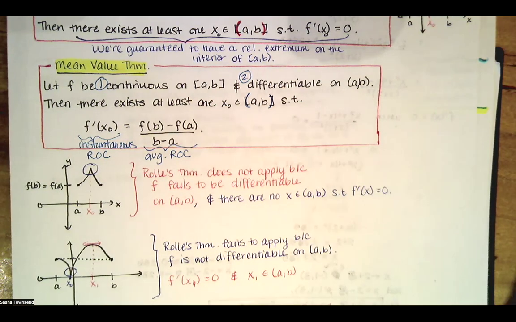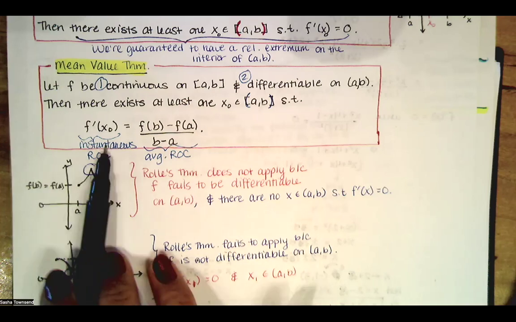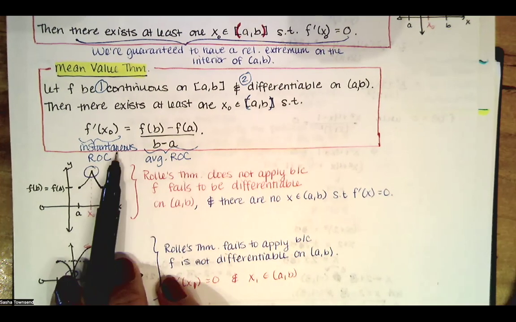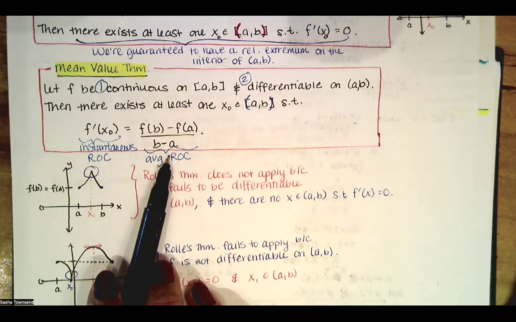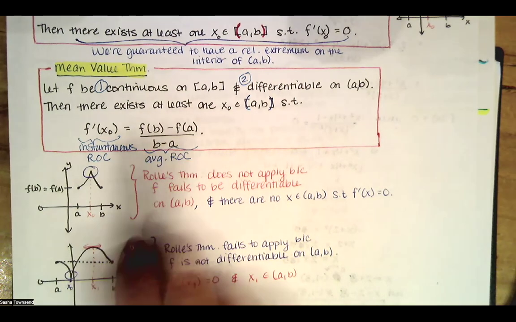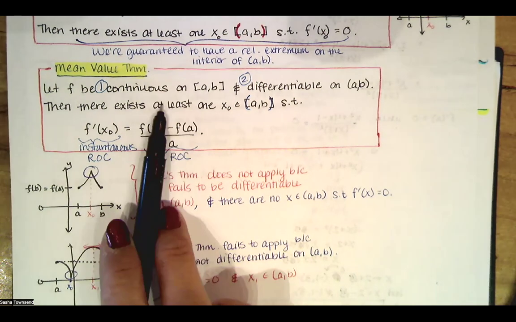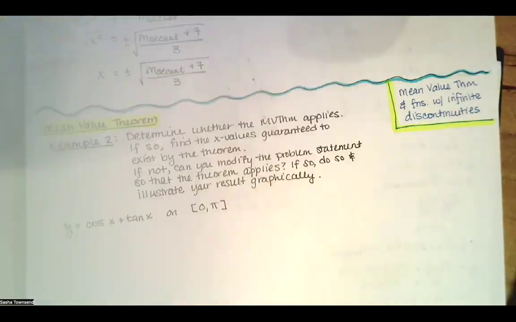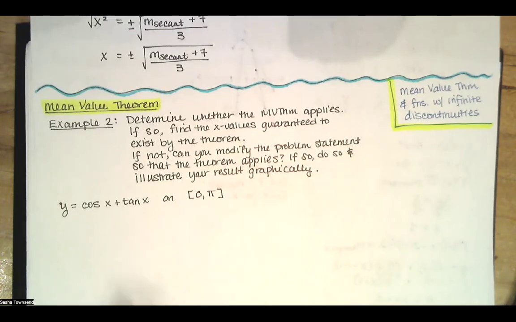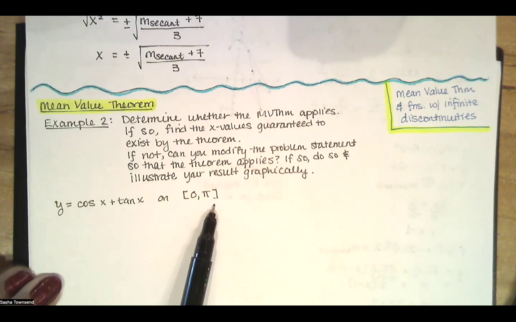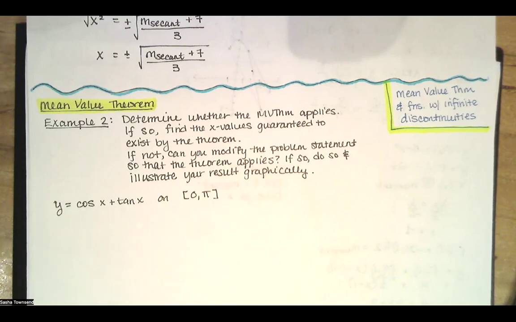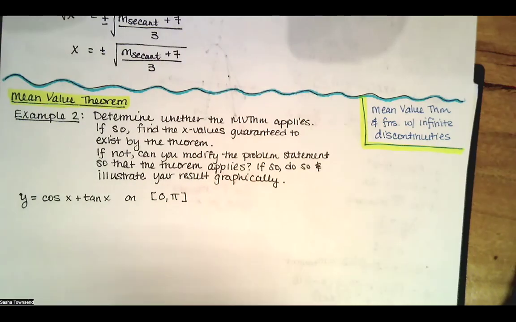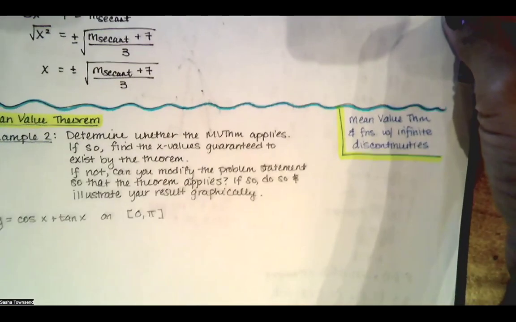So basically our theorem says that if the function is continuous and differentiable on an interval, we can always find a point on that interval where the instantaneous rate of change equals the average rate of change. And there might actually be more than one, but we're guaranteed at least one, provided that the function is continuous and differentiable. So let's look at this function. We've got y equals cosine of x plus tangent of x, and we're on the interval from 0 to pi. Now remember that tangent of x is actually a quotient. It's defined to be sine of x divided by cosine of x.